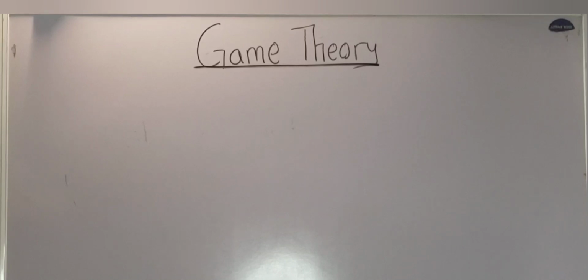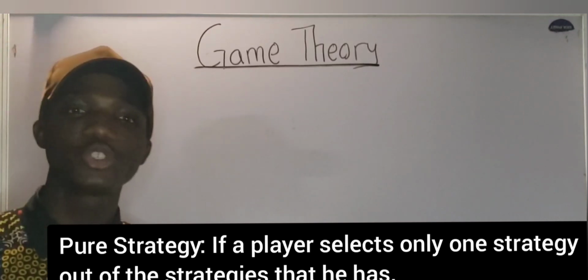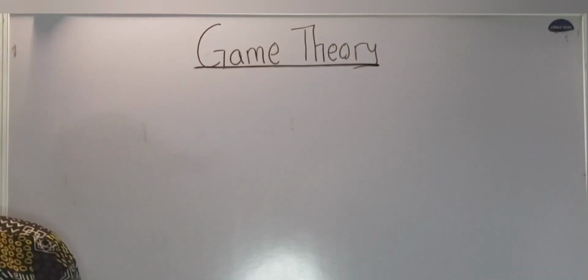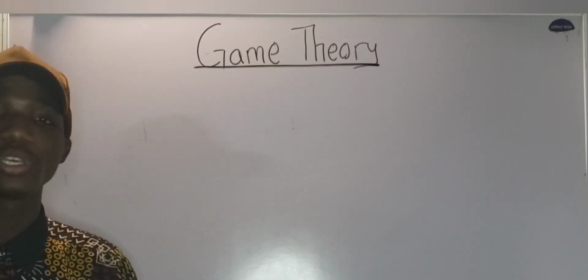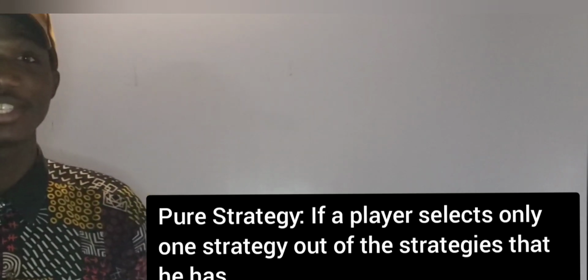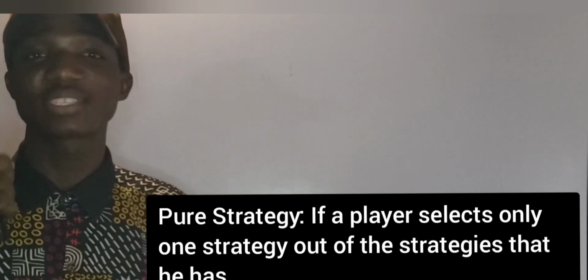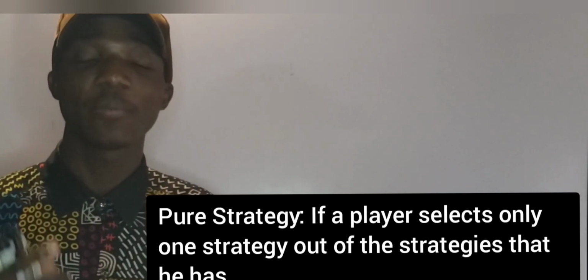A strategy is said to be pure if the player adopts only a single strategy. You understand? For example, a company can have various ways of maximizing its profit, but if it chooses only one way of maximizing its profit, that means the company adopts pure strategy. So let's say a player adopts more than one strategy. That means that strategy is said to be a mixed strategy. So among the various strategies that a player has, if he selects only one and ignores the others, in that case, the player is said to adopt pure strategy.